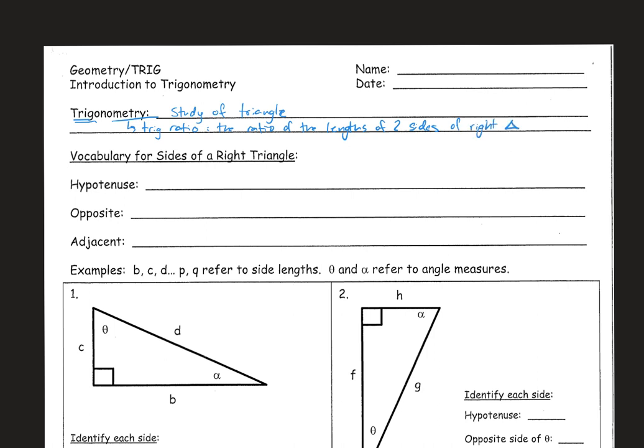So first and foremost, if you are ever asked for a trig ratio, I'm going to ask you for a literal ratio. I want a fraction. So bear that in mind. Whenever we're doing trig ratios, it's going to be fractions. Now, we're going to be using those ratios to solve for things, but everything starts off with that fraction.